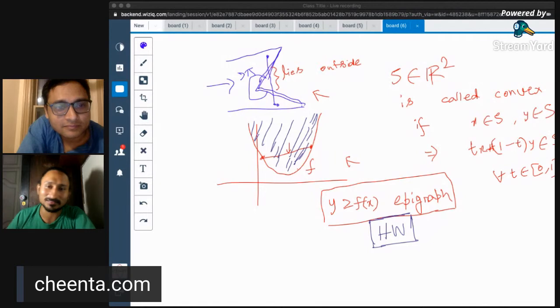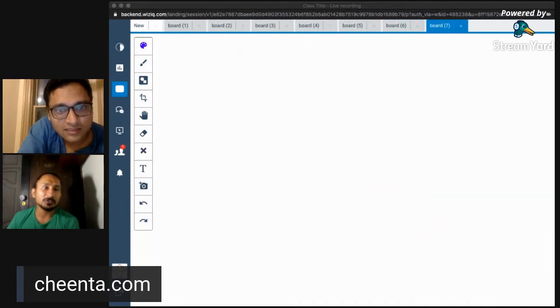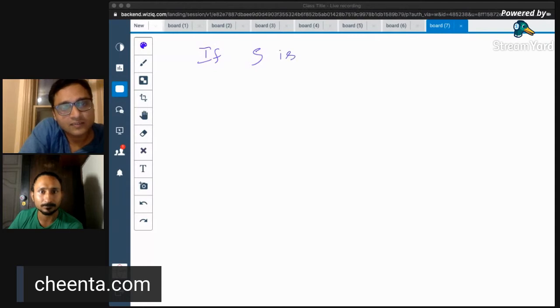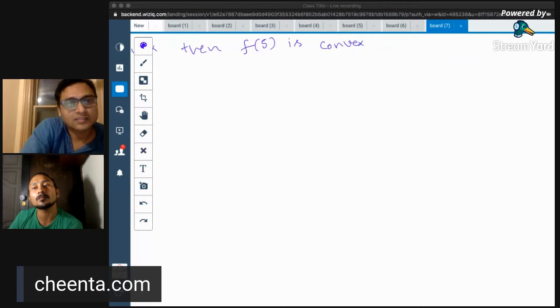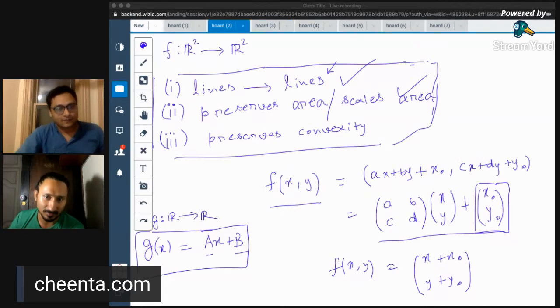So now we have the working definition of convexity, and we'll verify this. We need to prove that our given f, the f we are constructing, maps convex sets to convex sets. So if S is convex, then f of S is convex. That was one of the preconditions that we needed. This is the third requirement here, preserves convexity.